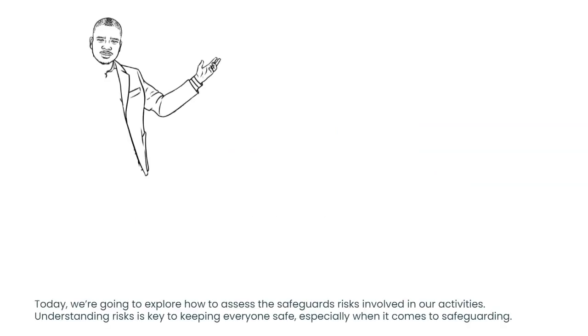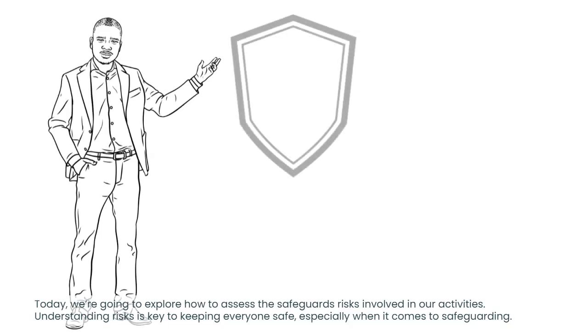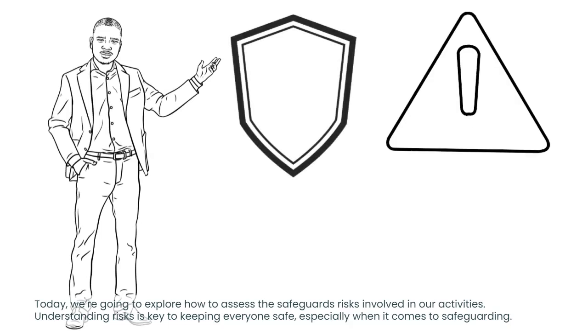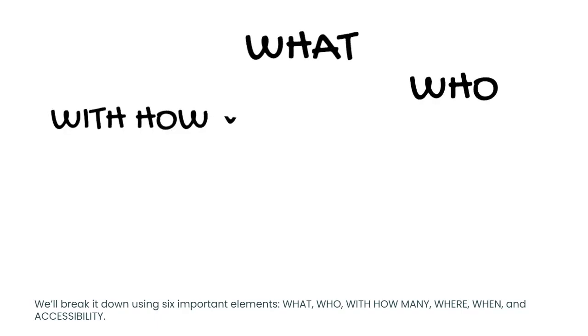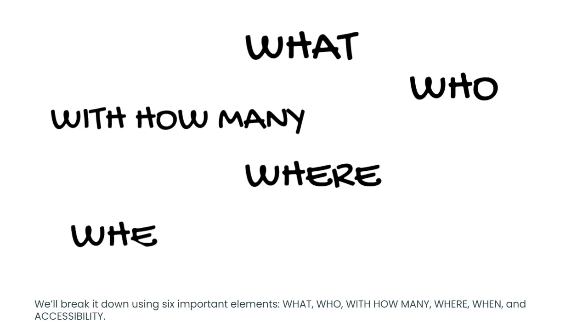Today, we're going to explore how to assess the safeguards risks involved in our activities. Understanding risks is key to keeping everyone safe, especially when it comes to safeguarding. We'll break it down using 6 important elements: what, who, with how many, where, when, and accessibility.